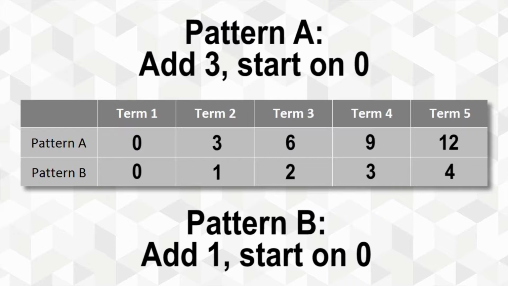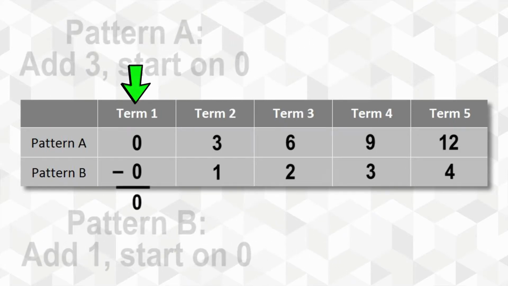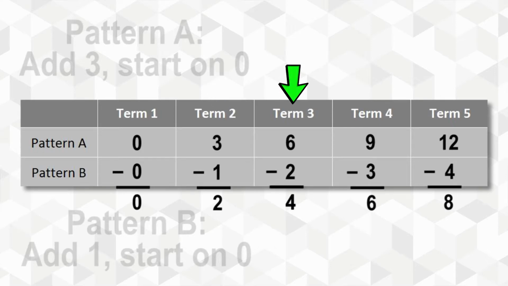Let's now examine the two patterns by looking at corresponding terms together. The term in pattern A is larger than the term in pattern B, increasing by 2 with each step. The difference between the values of term 1 is 0. The difference between the values of term 2 is 2. The difference between the values of term 3 is 4, and so on.